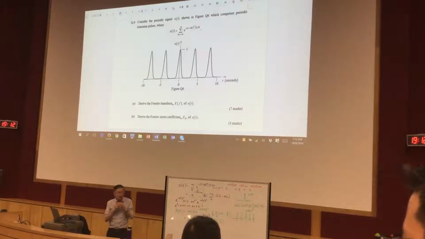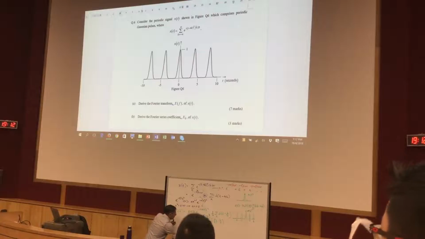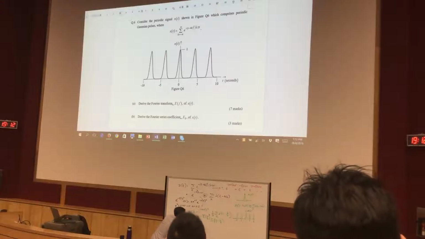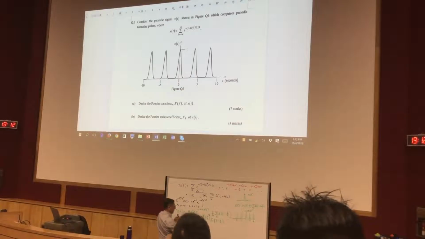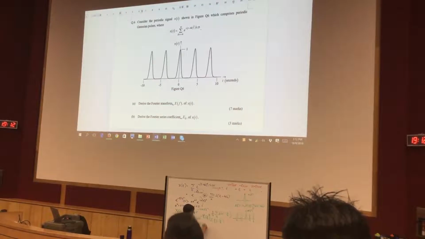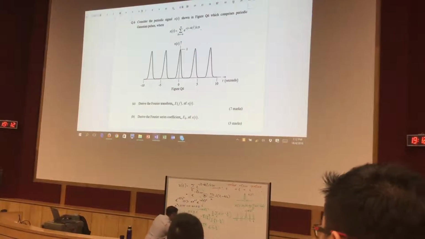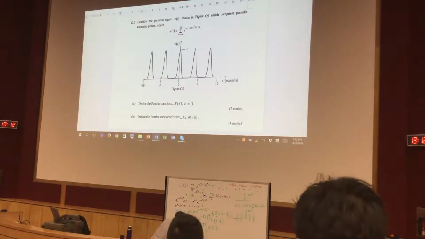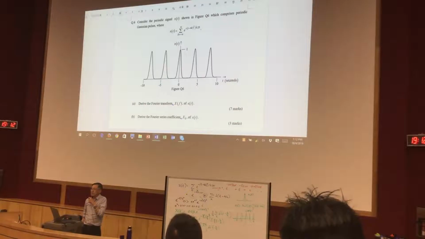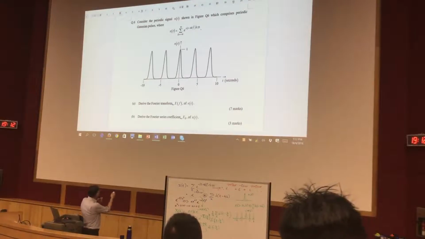Derive the Fourier series. Fourier series is what? Bring everything inside here. That gives my Fourier series coefficient. So that's part 2.